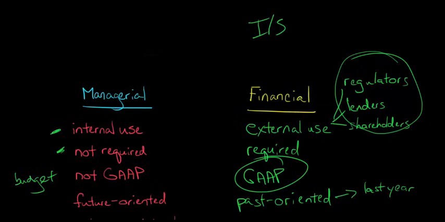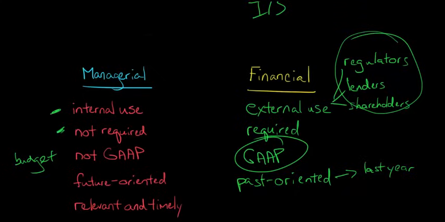Whereas managerial accounting, we're kind of putting together this information internally for our managers that help us make decisions and plan and do all these things for the future. So it's really a fundamental difference when we think about the two types of accounting.